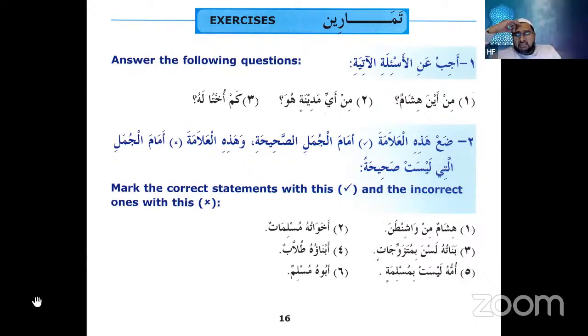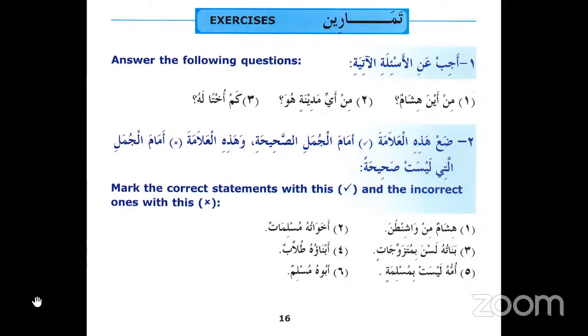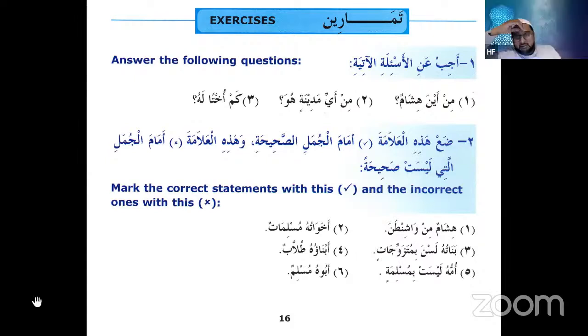Banatuhu lasna bimutazawajat. No. Correct. That is correct. Banatuhu lasna bimutazawajat. Correct. Sister Zakia, 4, 5, and 6.